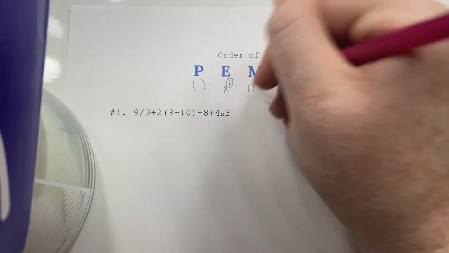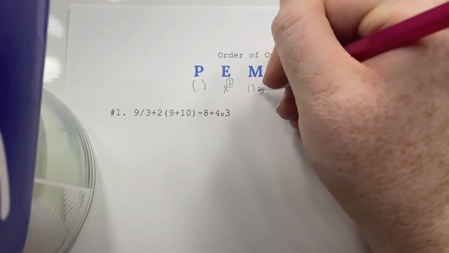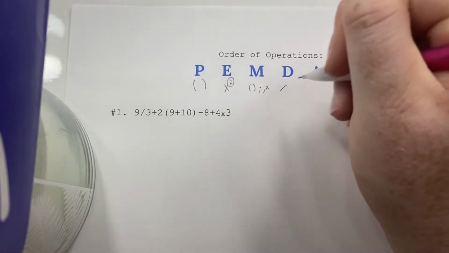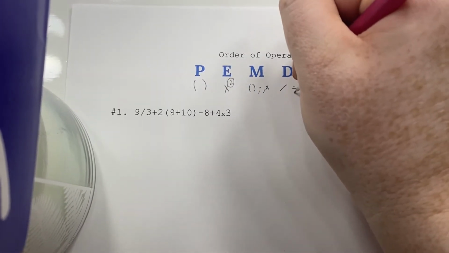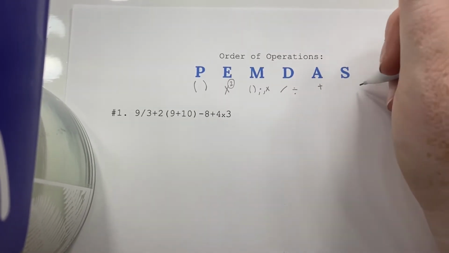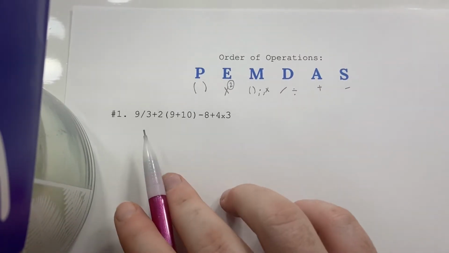Multiplication, here's what multiplication looks like: in parentheses, with a dot, or with an X. Now with division, it can be represented with a slash for division, like right over here, or you can use the actual division symbol. Then we also have addition, which is a plus sign, and subtraction, which is a minus sign. Now, what I would do is we would work this out together.